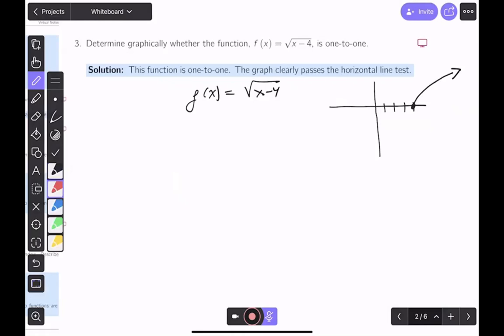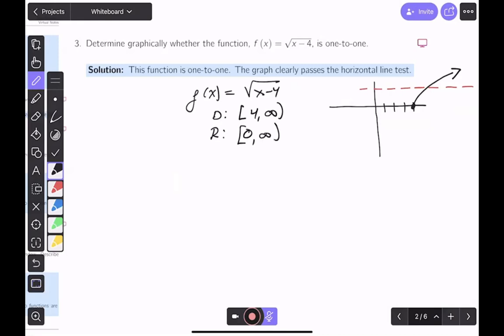So what do I need to do? Determine graphically if the function is 1-to-1. Well, all I've got to do is visualize a horizontal line. And I'm hoping you can agree that if you drew a horizontal line, it would hit this graph at most once. All right, and that's good news. Let me write this down for you. The domain of it is going to be from 4 to infinity. And the range of this thing is going to be from 0 to infinity.